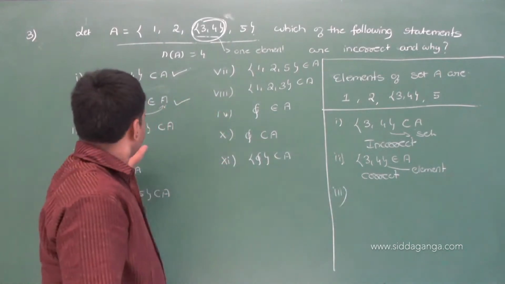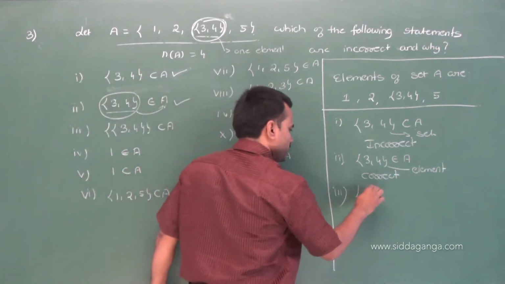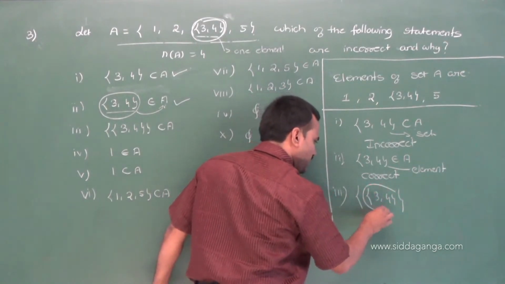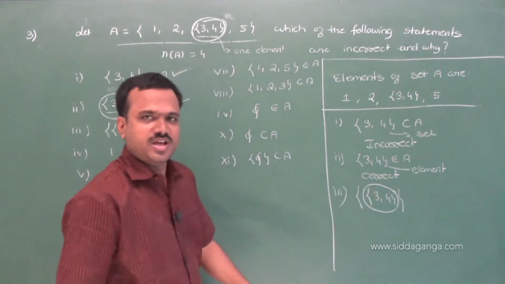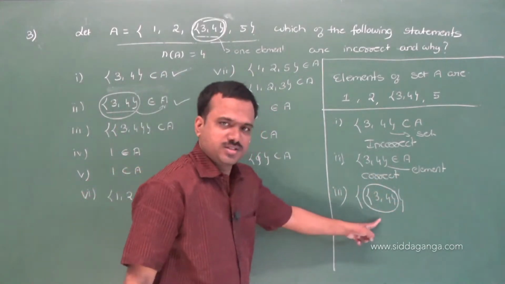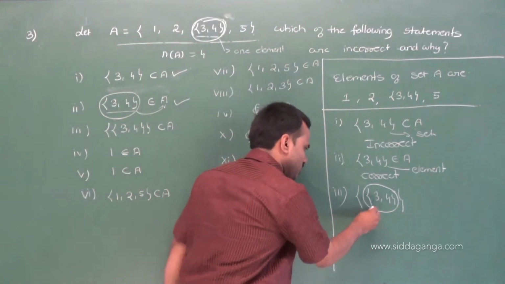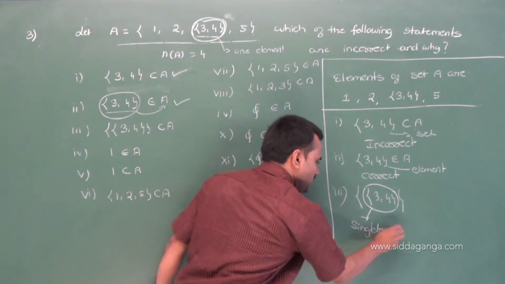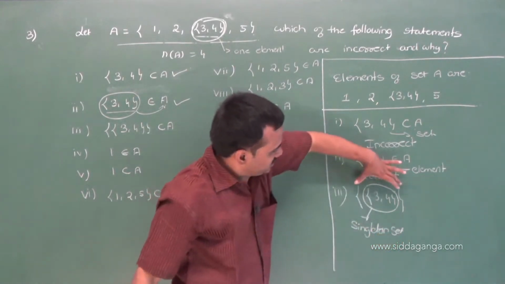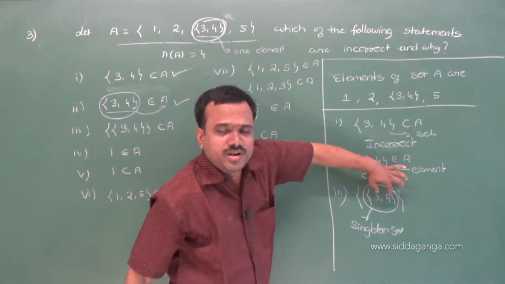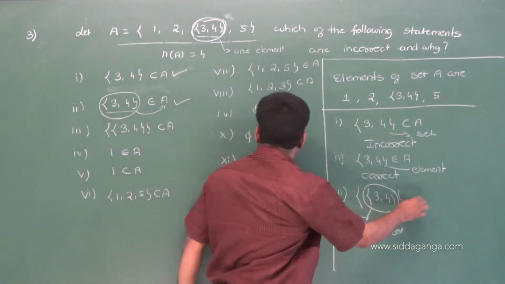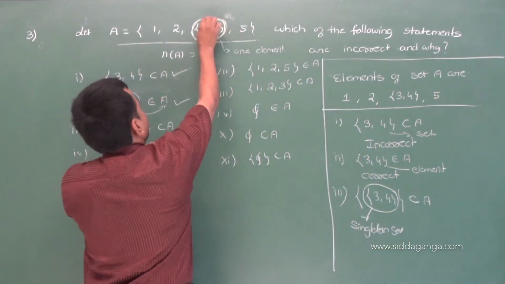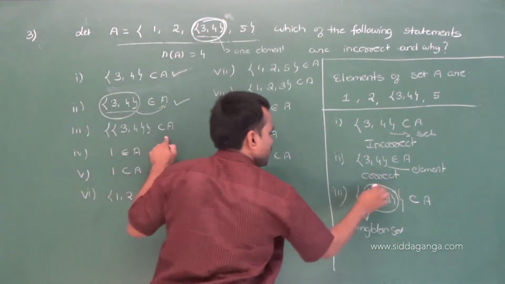Third one. So he has written, this is an element O. This is an element O. Yes, O element. This set we call it as what? Singleton set. Singleton set. Because this complete set contains only one element. The element is O. Is a subset of A. Yes. O is an element present here.